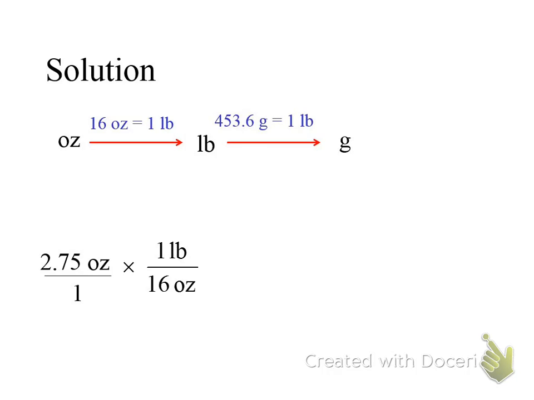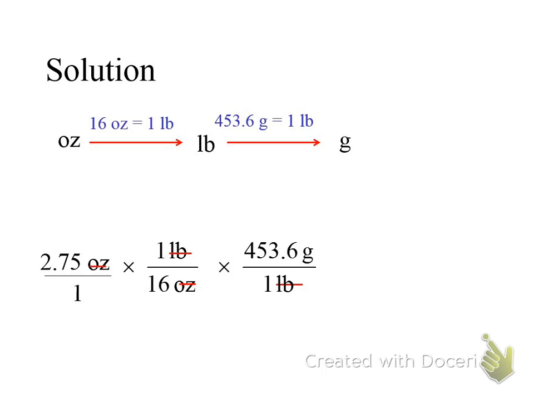If I stop the problem, I have units of pounds. But I want units of grams. So then I'm going to turn my attention to this equality and plug it in here to make pounds cancel. So we're going to put 1 pound on the bottom, 453.6 grams on the top.